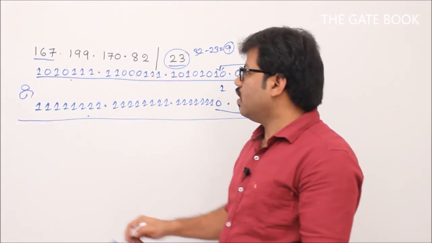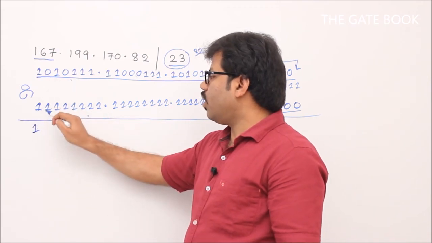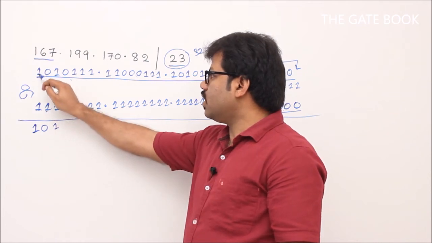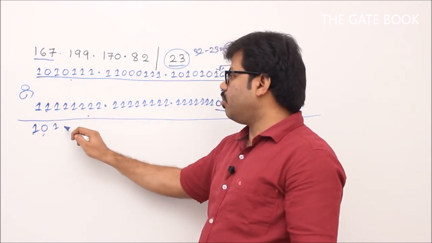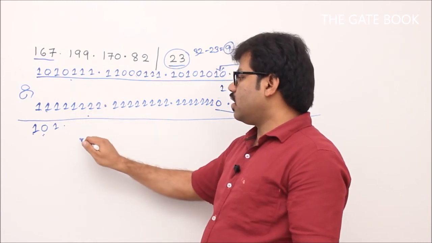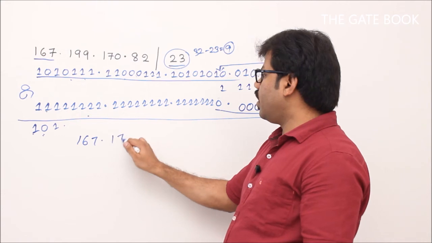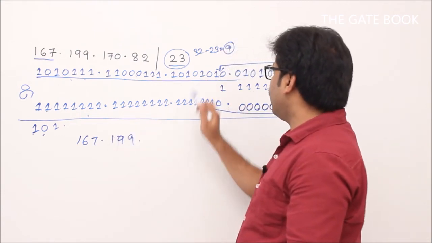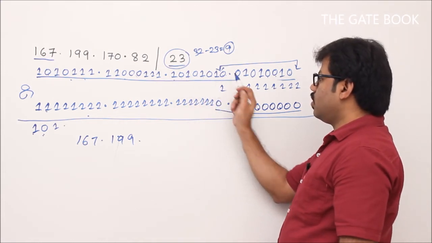What happens, we'll see. 1 and 1 is 1, 0 and 1 is 0, 1 and 1 is 1. So if this is 1, you are going to get 1. If this is 0, you are going to get 0. That means you are going to get your pattern back. That means I can say you are going to get 167 here and automatically 199 here, and you are going to get 10 10 10 10 here.